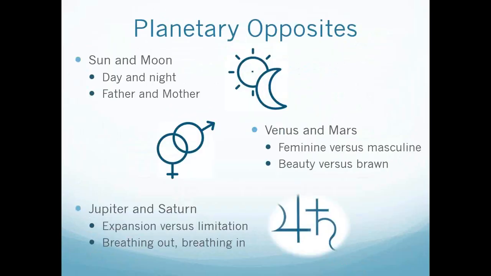Let's look at a few of the fundamental principles about the pairs of opposites. We can see some opposites through the expression of the planets, the sun and moon, day and night, father and mother, Venus and Mars, feminine versus masculine, beauty versus brawn, Jupiter and Saturn, expansion versus limitation. I like to think of it as breathing out and breathing in. Each has a specific purpose, and there are many others who work in concert as these do.